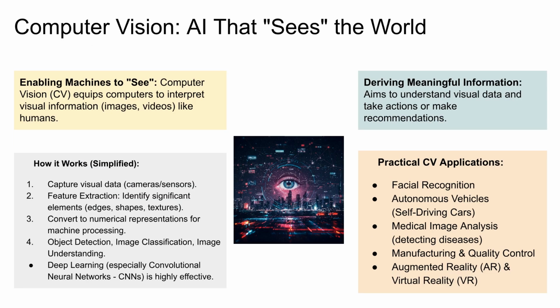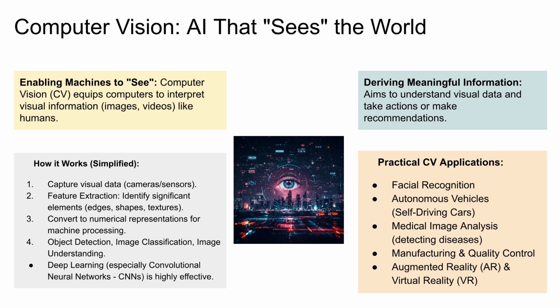Computer vision, or CV, is a field of AI that equips computers with the ability to see and interpret visual information from the world, much like the way humans do. It aims to enable machines to derive meaningful information from digital images, videos, and other visual inputs and then take actions or make recommendations. The process typically involves several stages.